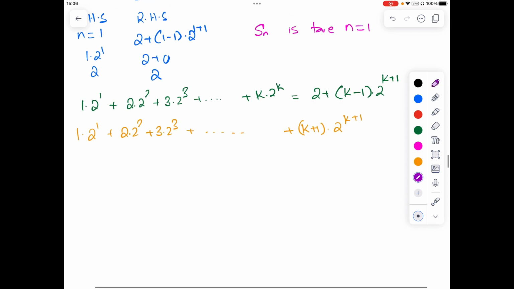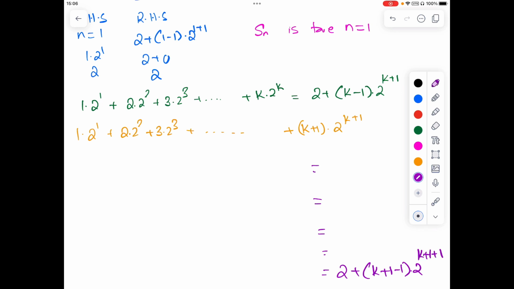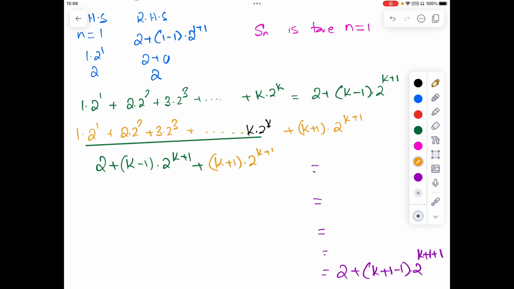What has to be proved? It has to be proved as k plus 1 also in the right hand side: 2 plus k plus 1 minus 1 times 2 power k plus 1 plus 1. So we shall try. The previous term would have been k times 2 power k. So this entire substitution can be written as 2 plus k minus 1 times 2 power k plus 1 plus, what else is left over? k plus 1 times 2 power k plus 1.